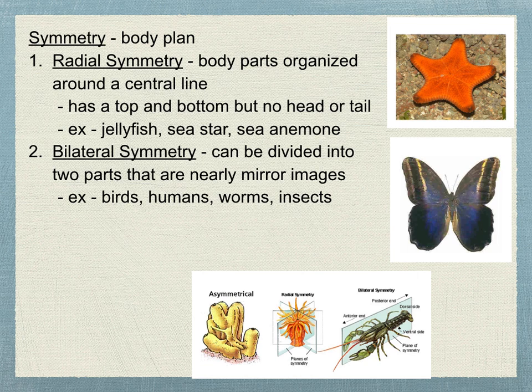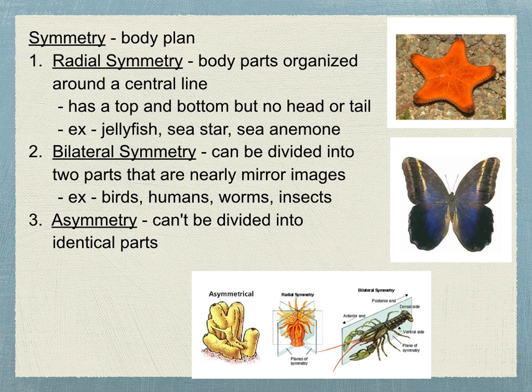Examples of animals that have bilateral symmetry would be birds and humans and worms and insects, just again to name a few. The third kind of symmetry is asymmetry. If something is asymmetrical or has asymmetry, then what that means is that it cannot be divided into identical parts. So for example, right here you can see this sponge in this picture. There's no way that we can come up with to divide this sponge into equal identical pieces. So again, like I just said, the sponge would be an example of an animal with asymmetry.